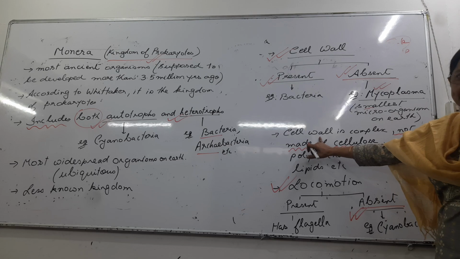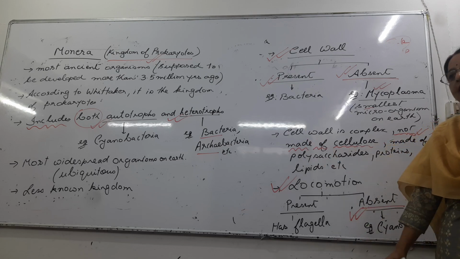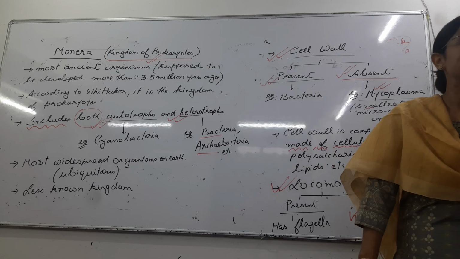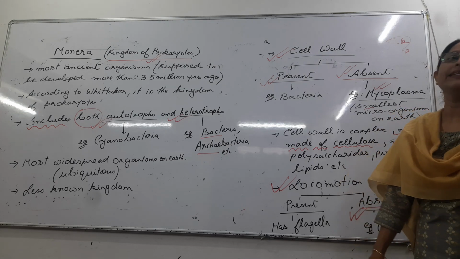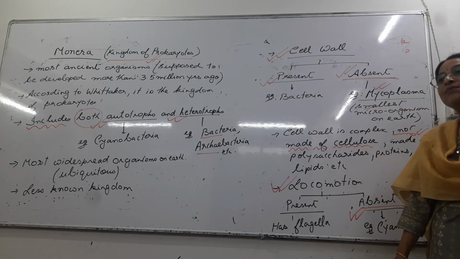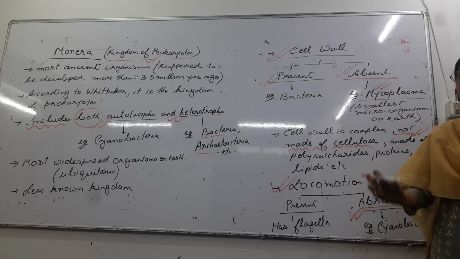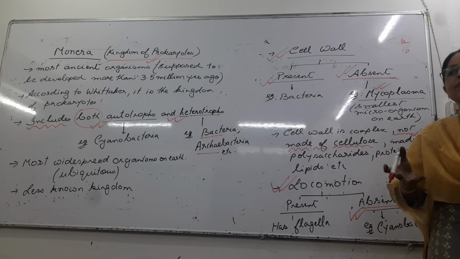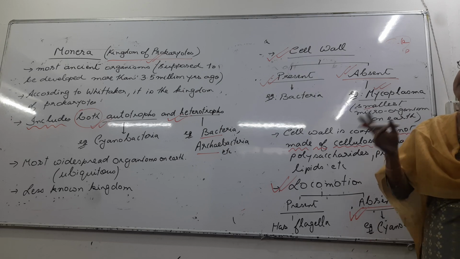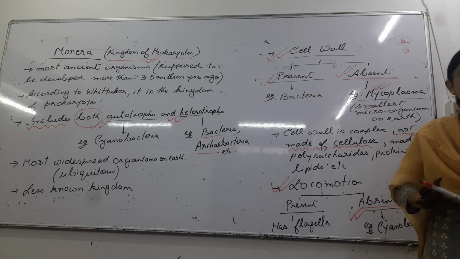Cell wall is there. Cell wall is made up of, generally... who has a cell wall? Plant cell, right? And the cell wall is made up of what? Cell wall is made up of cellulose. Plant cells have a cell wall, and it is made up of cellulose. Bacteria also have a cell wall, but it is not made up of cellulose.